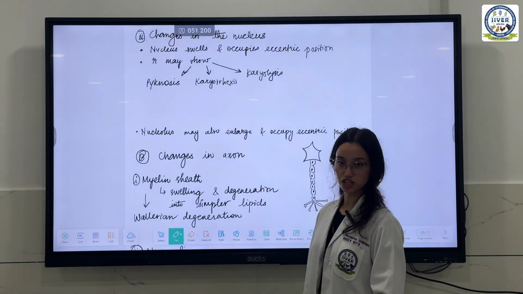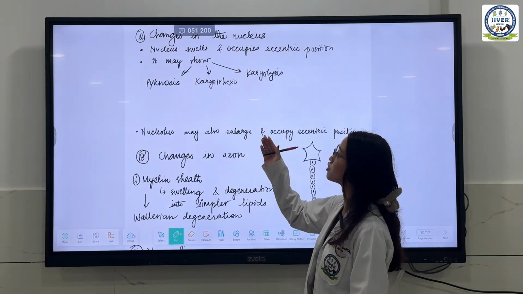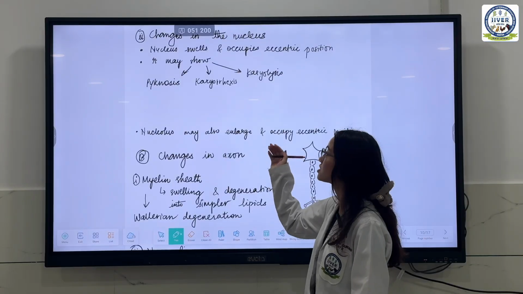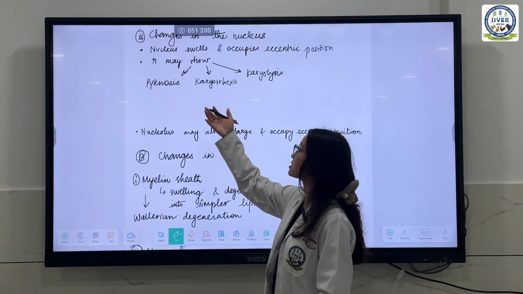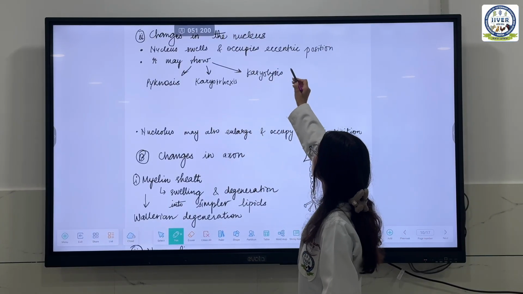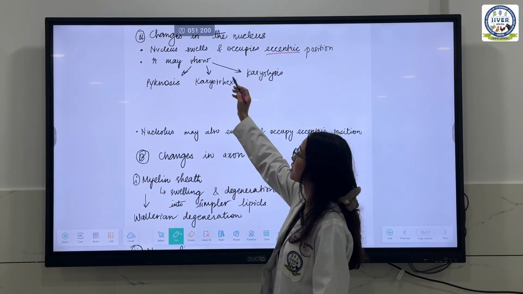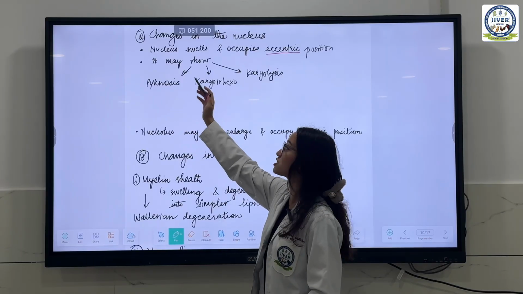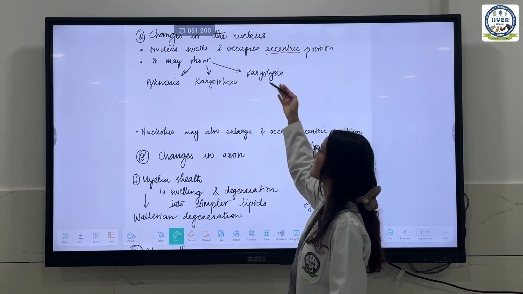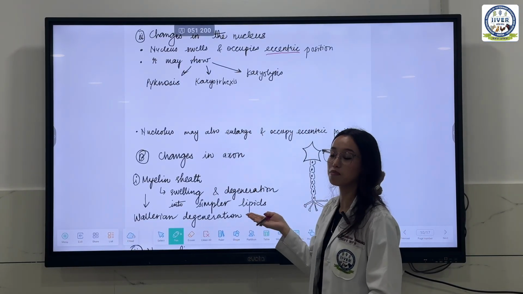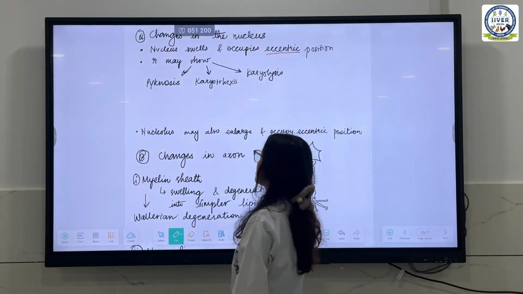Now under the changes in the neuron, we have the second part after cytoplasm, that is changes in the nucleus. What happens to the nucleus is that it swells and occupies an eccentric position. So it may also show pycnosis. This is very important: pycnosis, karyorrhexis and karyolysis. It can come as a fill-up as well as their definition. So it is very important.